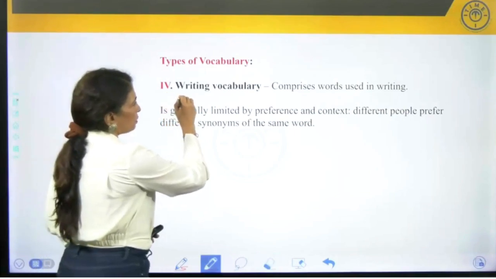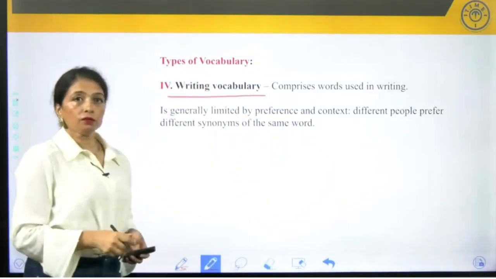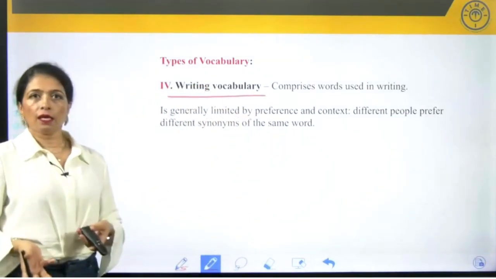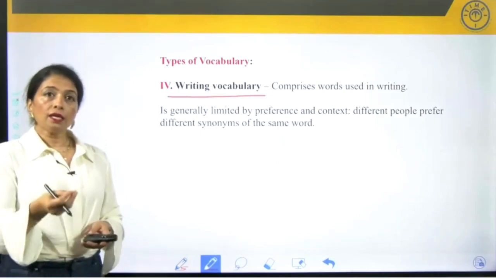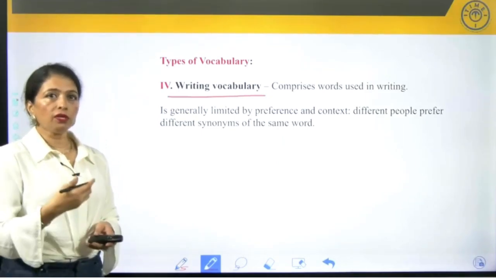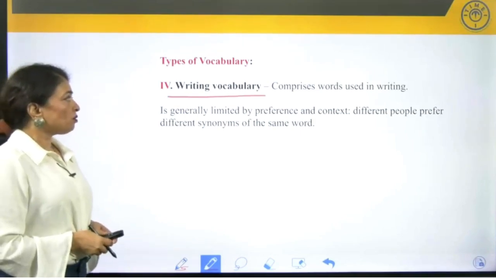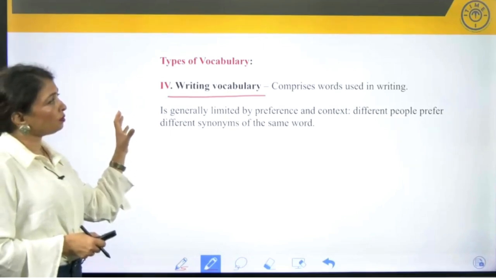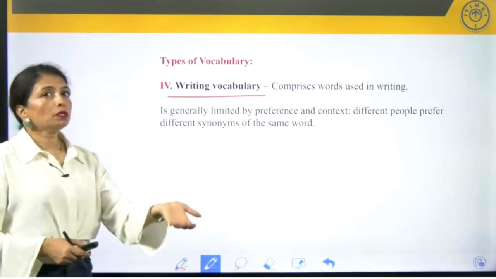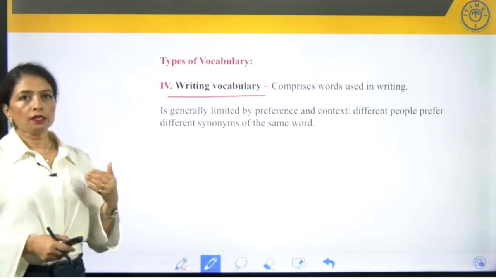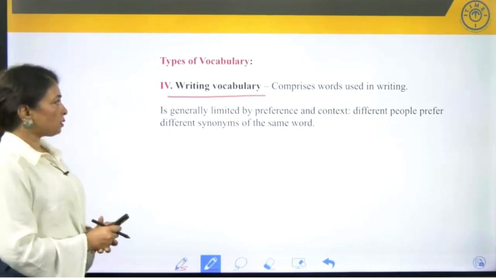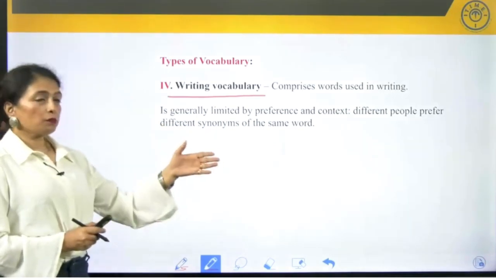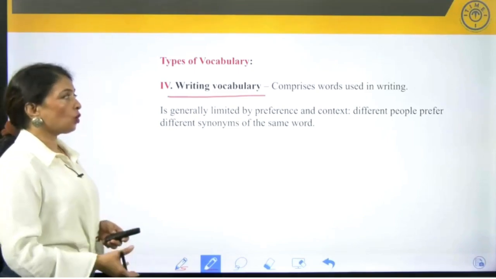Then finally comes in the writing vocabulary. Writing vocabulary comprises words that we use in writing or that are used in writing and we understand them. So it is generally limited by preference and context. So basically here it is not the words that we come across when others write. It is the words that we use in writing. So that is why they are limited by preference and context.